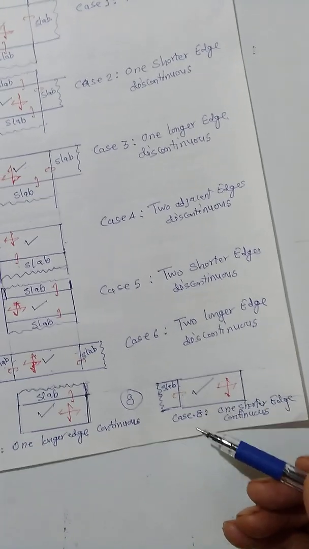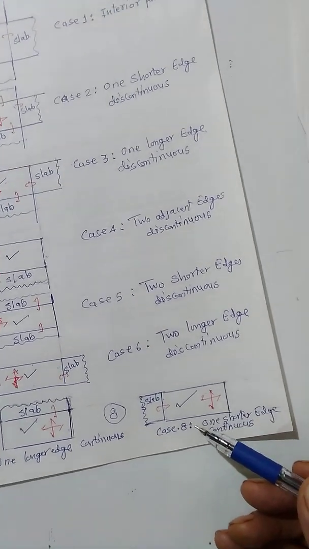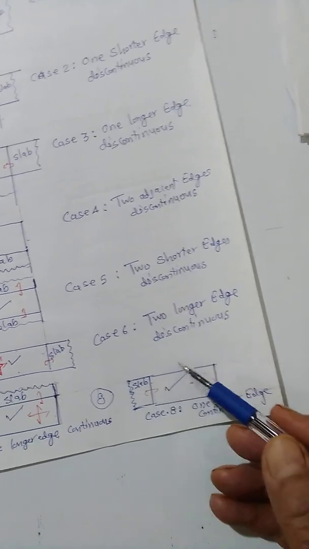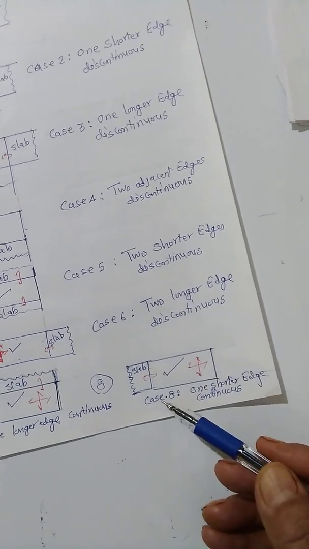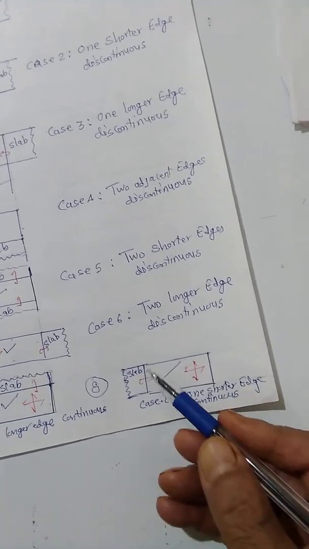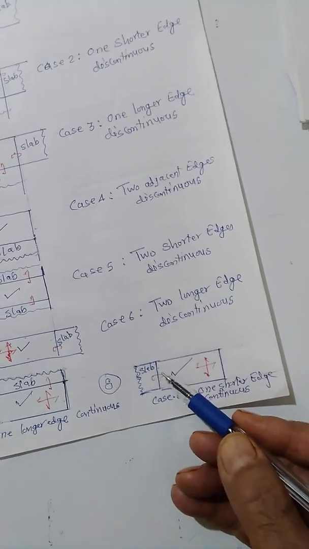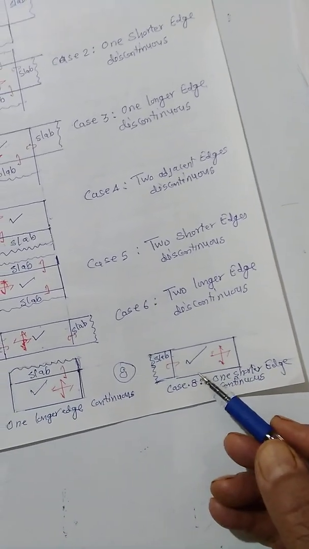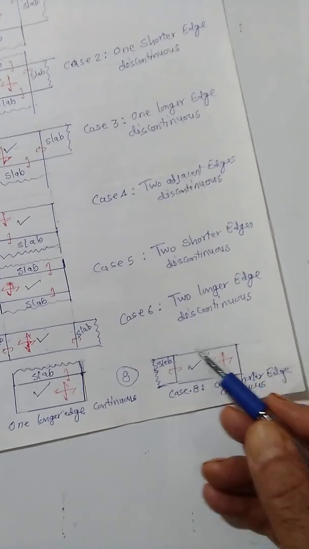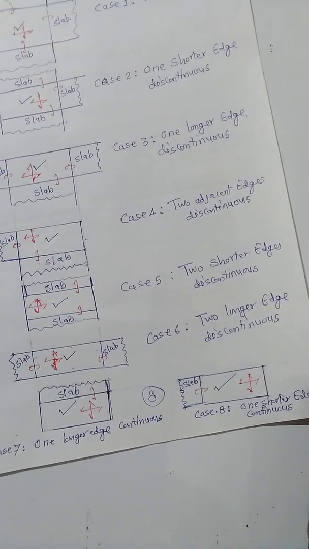Case number 8: when one shorter edge is continuous and all other three edges are discontinuous. Here this continuous edge has the reinforcement, and the reinforcement will be discontinued over the other three edges.